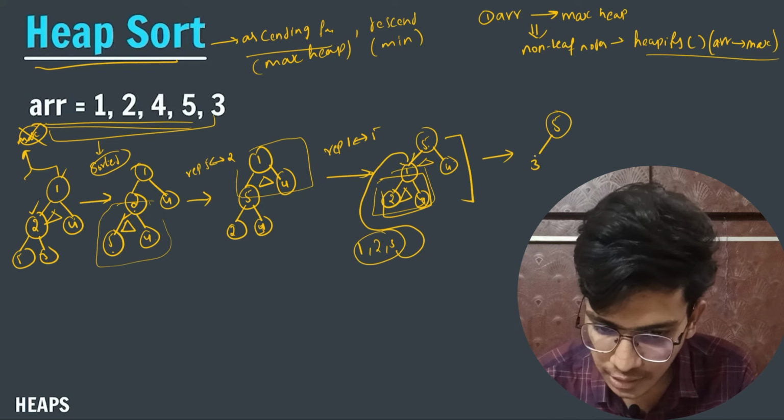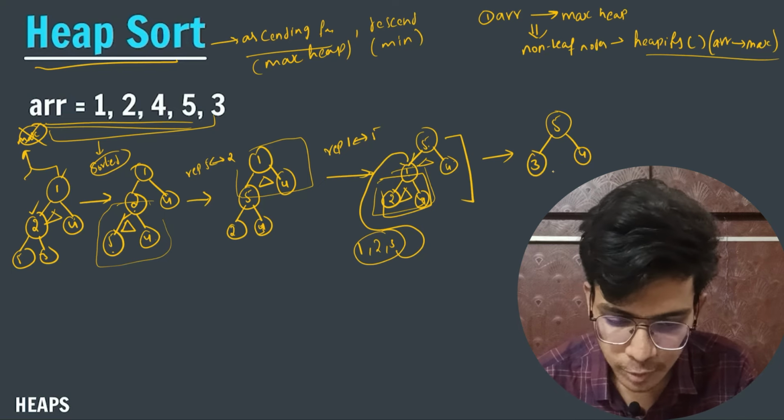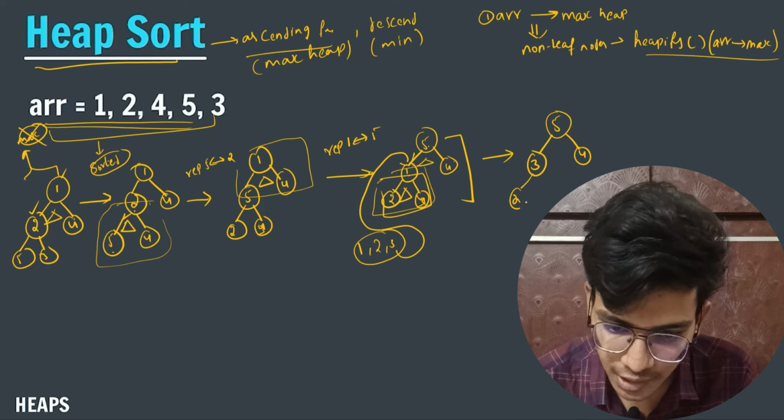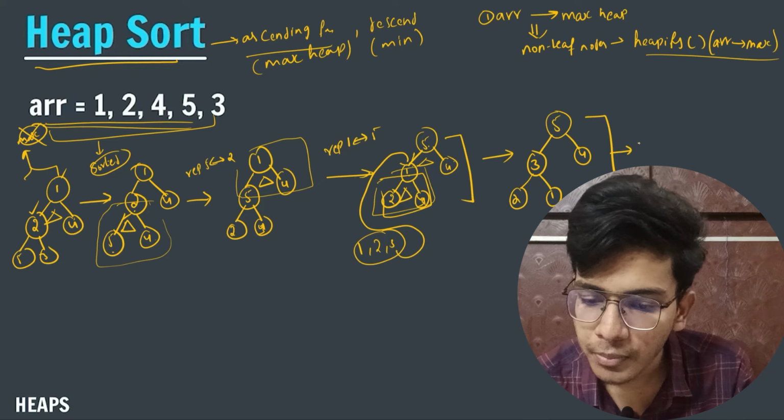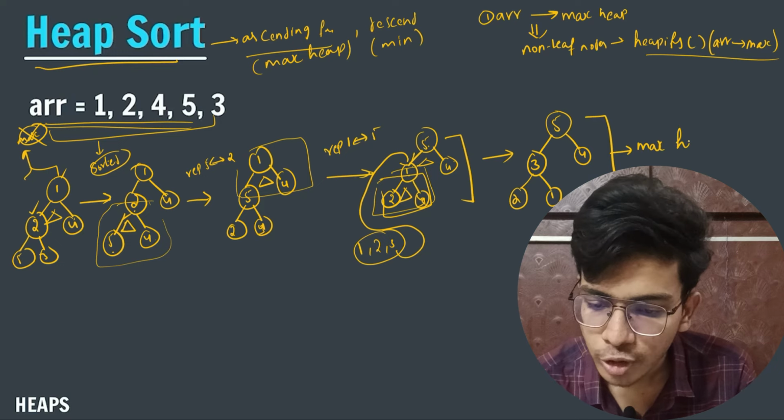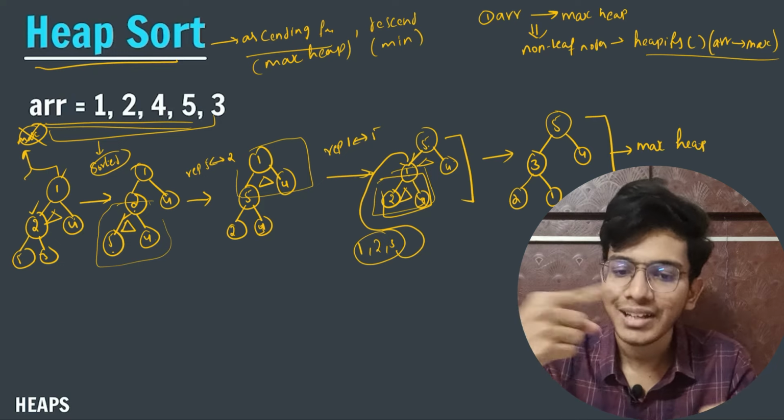So 3 will come here, after 4 will be in the same position, after 2 will come here, after 1 will come here. You can see that now I have achieved my max heap. So like this, my step 1 will continue.